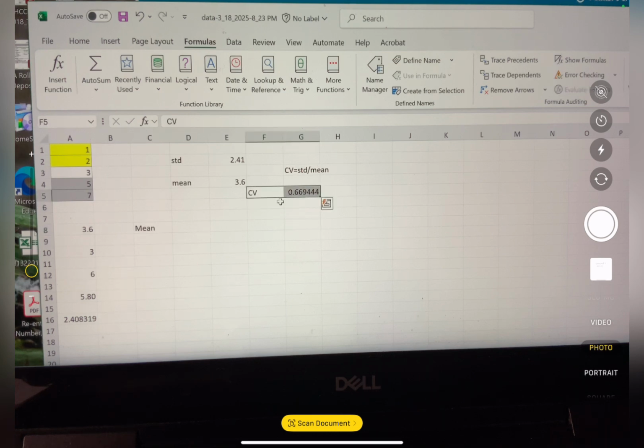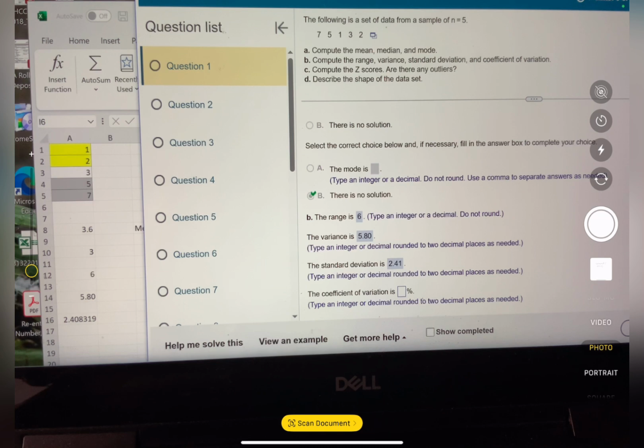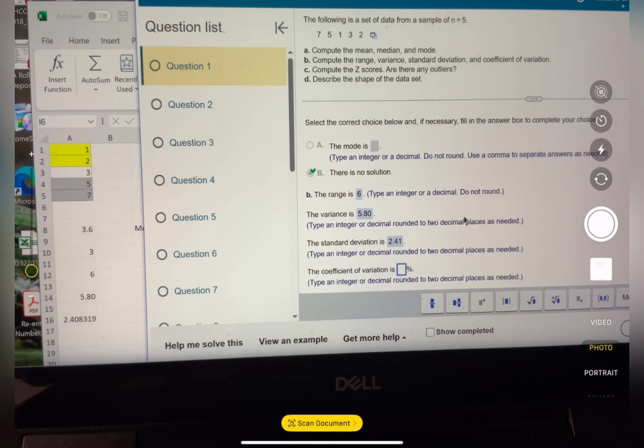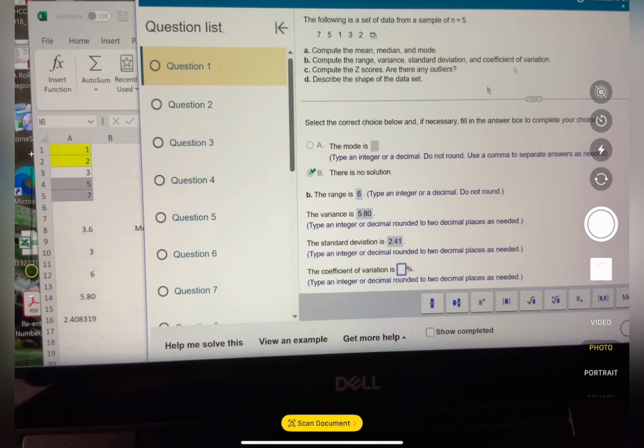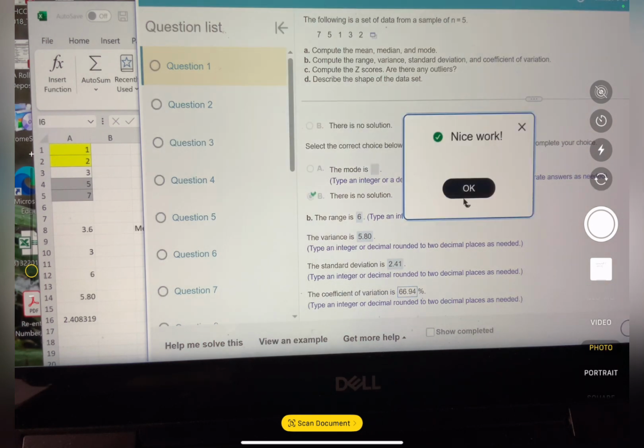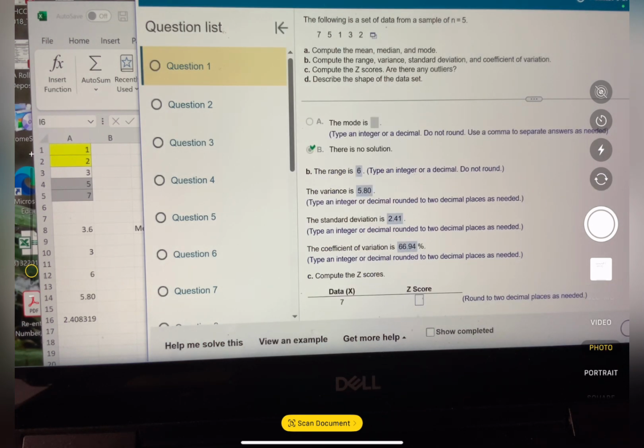Let me move a little bit here so we can see. So 0.67, let me see how many decimals they want. Okay, 2 decimals. 0.67, and its percentage, which is going to be 66.94. Okay, percentage 66.94. Nice work. Done.